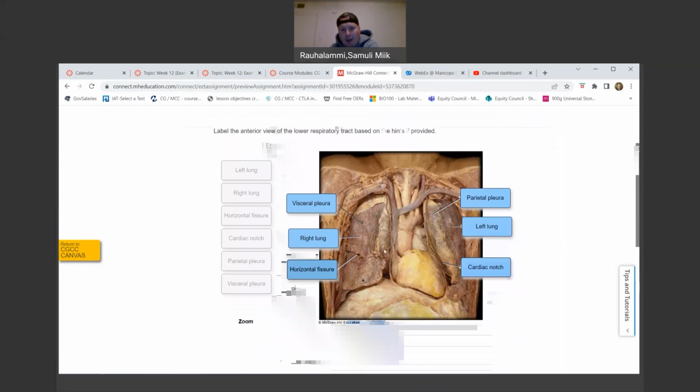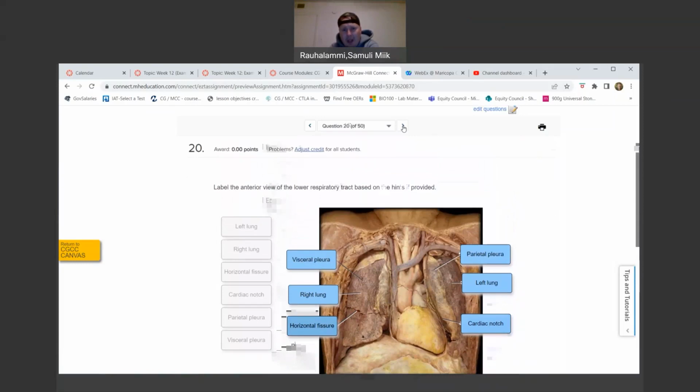Notice how much larger the right lung is, whereas the left lung is much smaller because the heart took such a big part of that. You're seeing the cardiac notch there, the indentation left by the heart onto the left lung. We're also seeing the parietal pleura and visceral pleura.